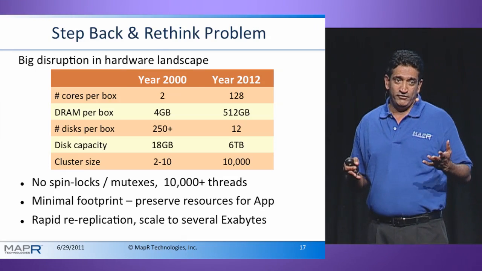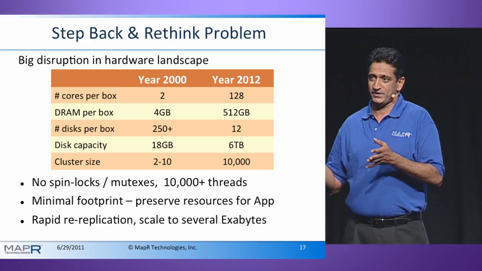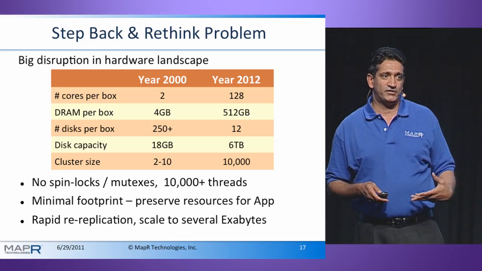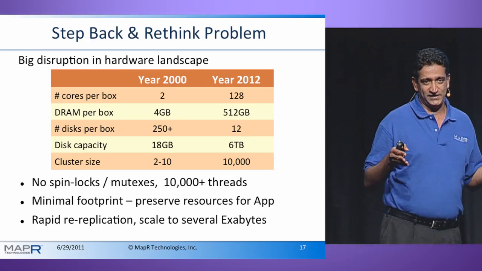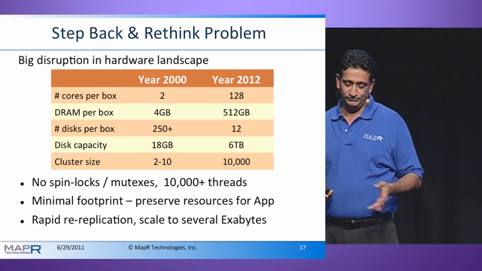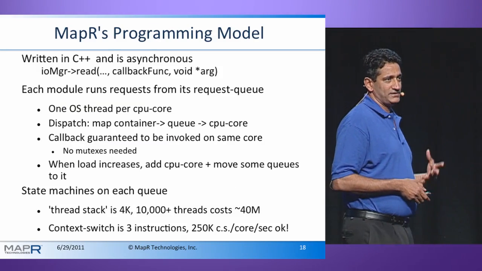You want a minimal footprint, because every node is going to be a data node and a name node. But you want to preserve the resources for the app and not run your system on it. And we want rapid re-replication, because when a box with 36 terabytes goes down, you want to be able to re-replicate it very, very rapidly. And that's what is needed. So we decided to do it in C++.